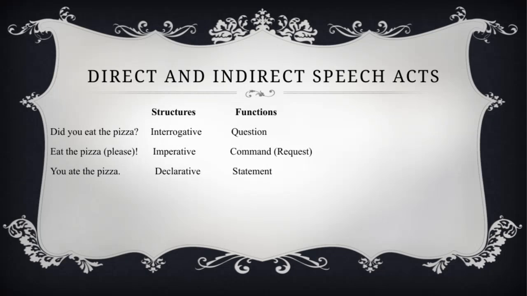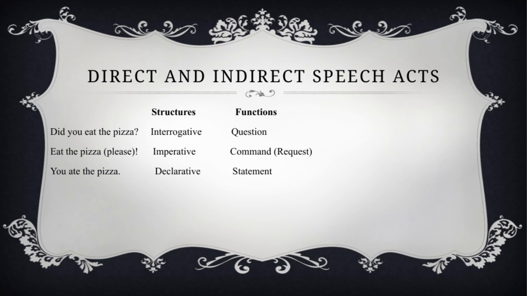Let's take a closer look at how structures and functions work together in language. On the left, we have different types of sentence structures like questions, commands, and statements. For example, "Did you eat the pizza?" is a question which we call an interrogative structure. These are used to seek information. Then there's "Eat the pizza, please," a command or request known as an imperative structure. And finally, "You ate the pizza," a simple statement which is a declarative structure.